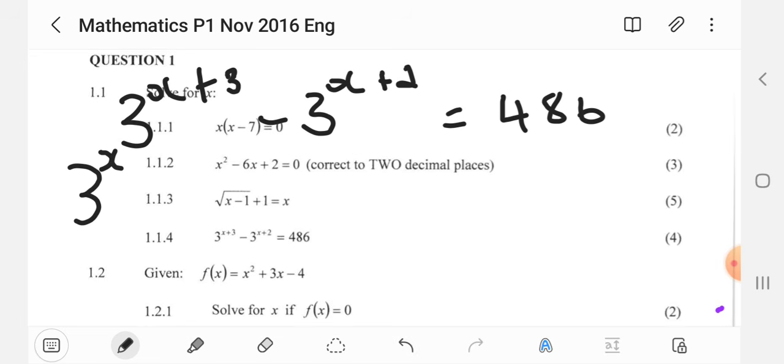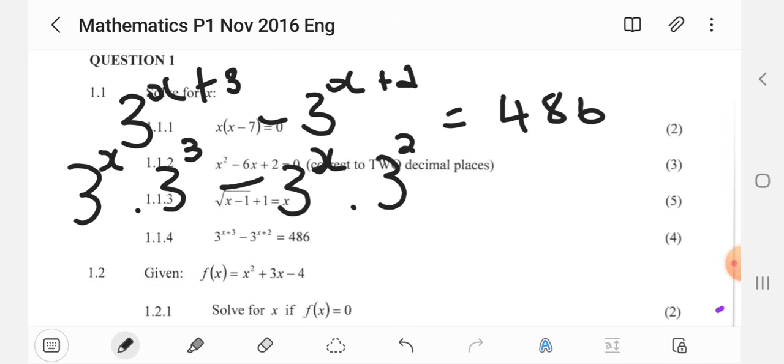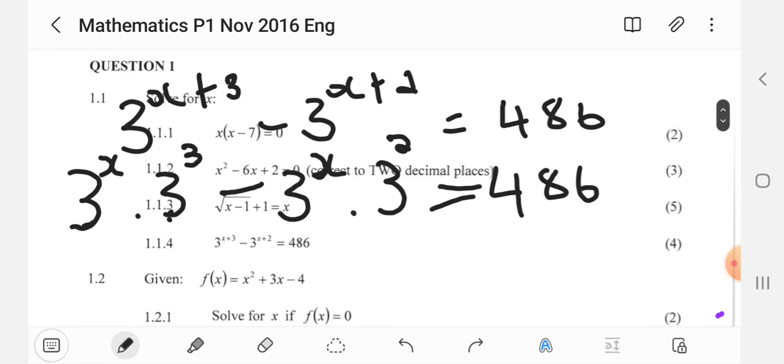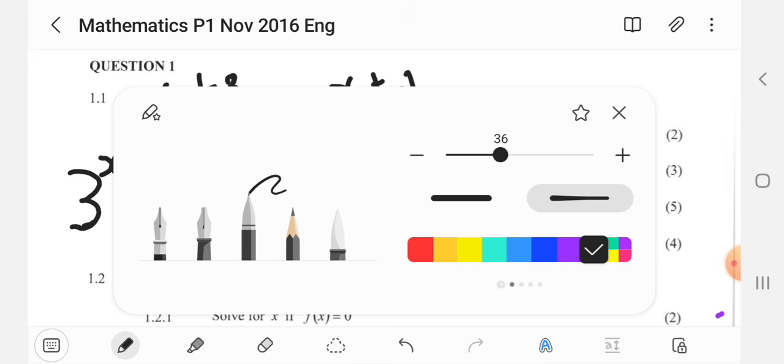So we'll say 3^x multiplied by 3 to the power of 3 minus 3^x multiplied by 3 to the power of 2. Even if here we had maybe -2, this would be a negative exponent. But because it's a positive one, you just leave it like that. Here it is 2, equals 486. So guys, these are the same, that's why the exponents were added. Okay, do not confuse yourself in any way.